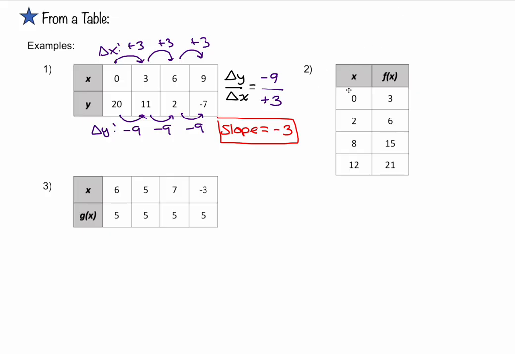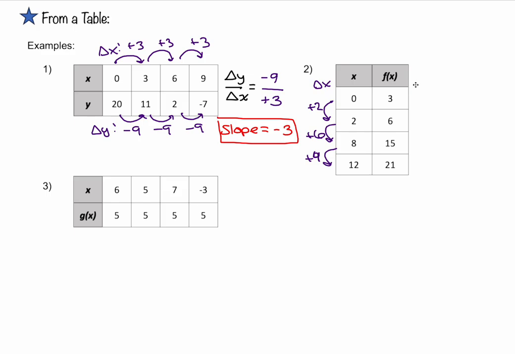Finding our change in x, let's go from the left side. The first coordinate, from 0 to 2, is going to be plus 2. Then we're going to go from 2 to 8, which is not plus 2, it will be plus 6. So these numbers are not the same, and that's okay for now, as long as the rate of change, the fraction itself, the change in y over change in x, is the same. Then we'll do from 8 to 12, which is plus 4. So again, not the same. So we're going to have 3 different fractions to double check that all of our rates are the same.